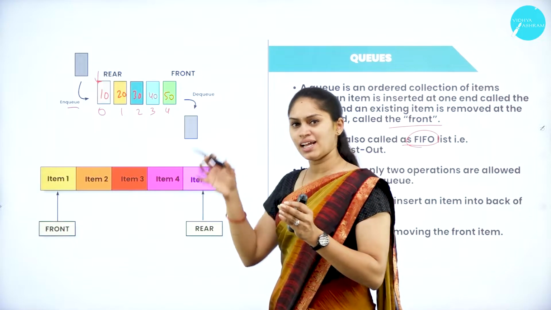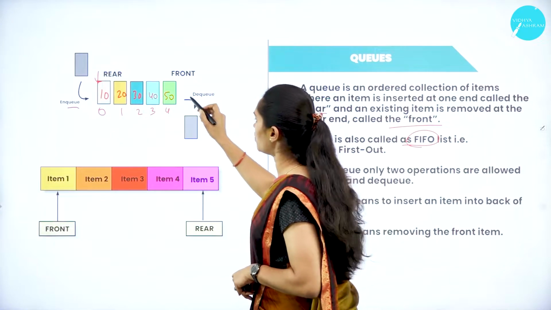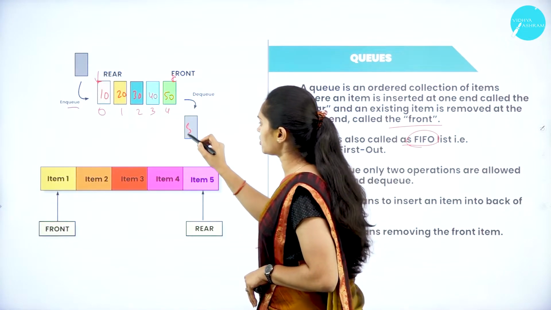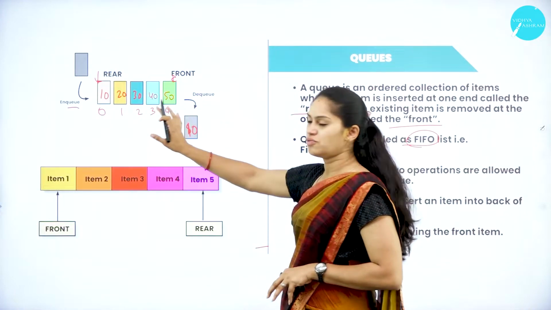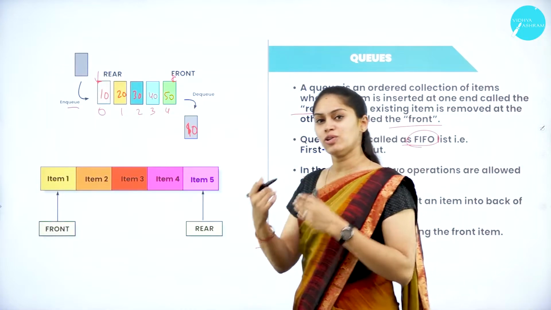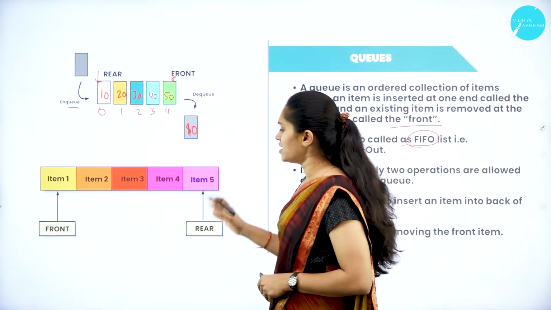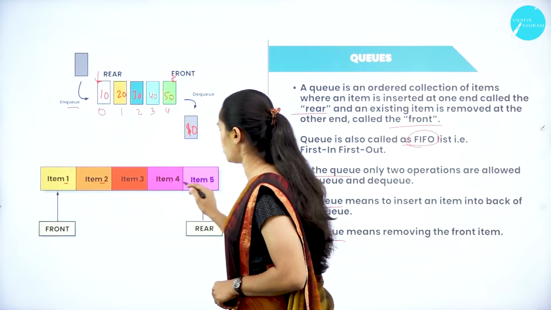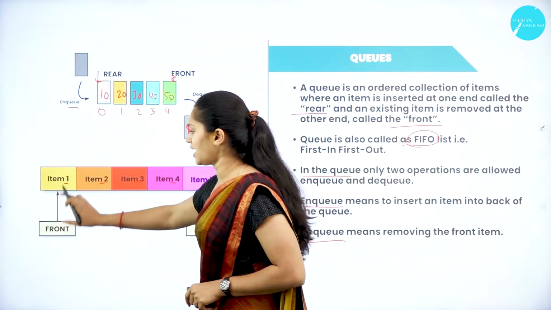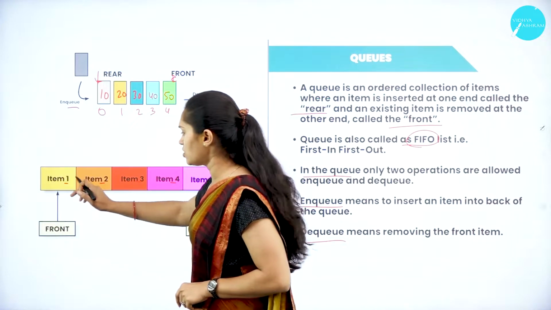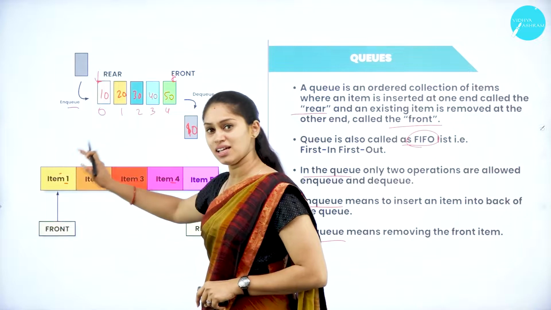What if I want to delete an element from the queue? Then it is the front end that will remove an element. So 10 will come out. Why? Because first in, first out. Whichever element has been inserted first will come out first. Here you can see we have 5 items, item 1, 2, 3, 4 and 5. This indicates the front end. That means first in, first out. This is the element that has been inserted first.